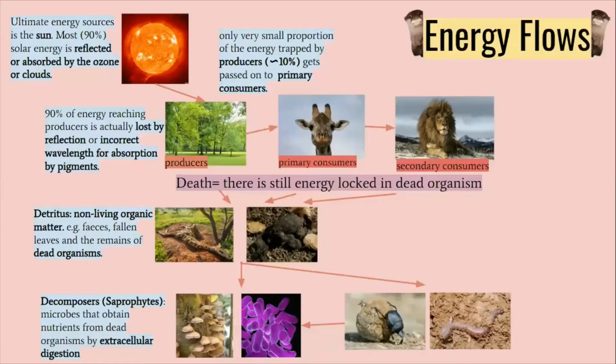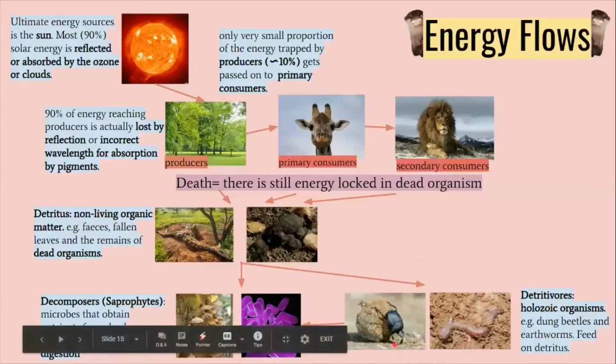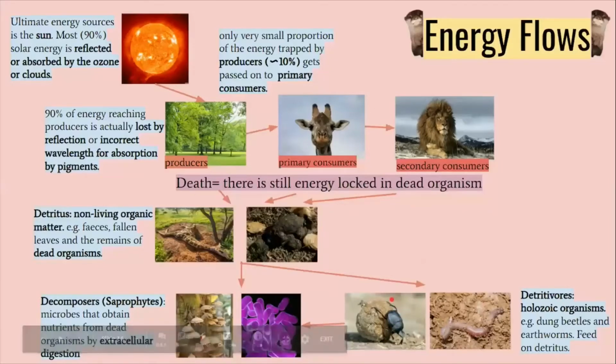One of the other groups of organisms that we need to talk about are detritivores. Detritus is non-living organic matter, and it can also be broken down by holozoic organisms such as dung beetles, earthworms, and many more. They are holozoic because they take in dead organic detritus and break it down internally with an internal digestive system.